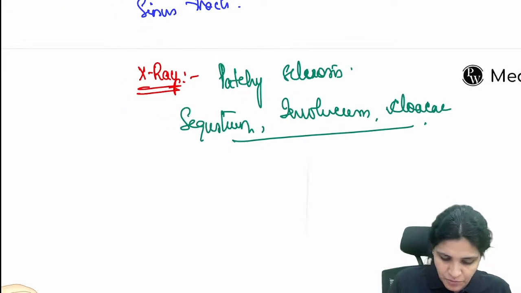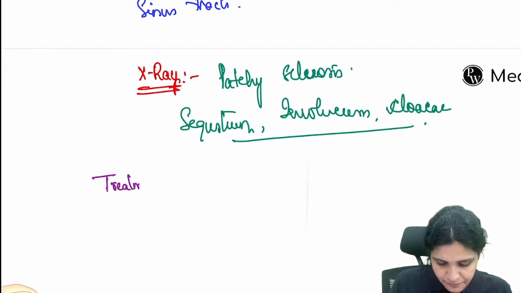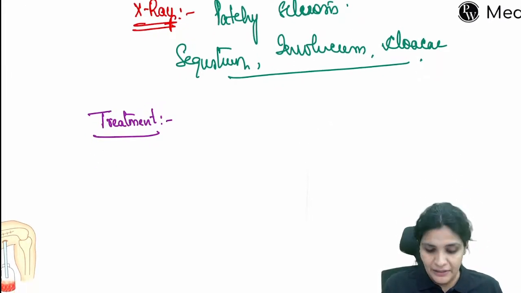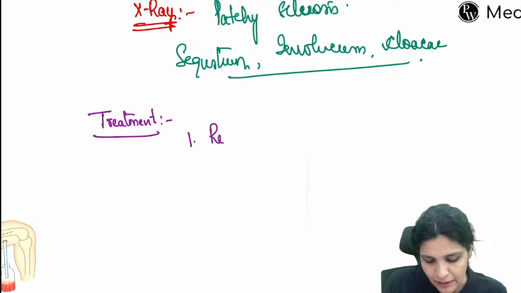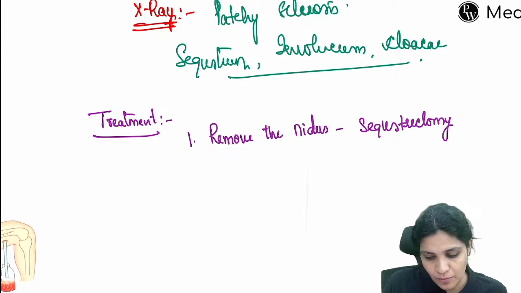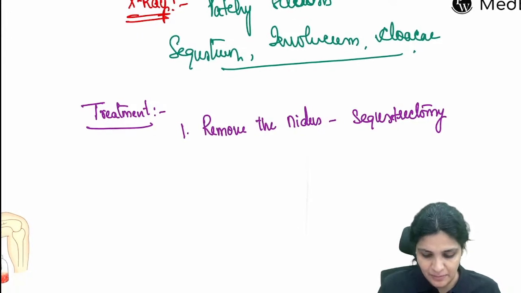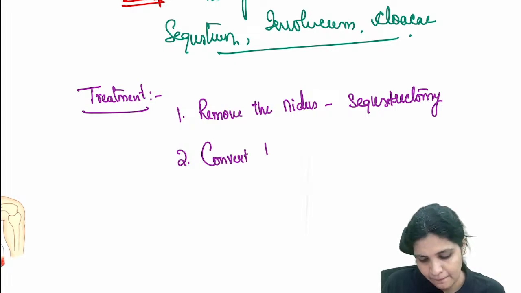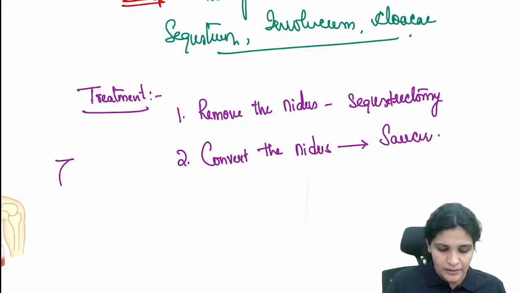And then what do you do? The treatment. Here the most important thing is you have to remove the nidus. Removing the nidus is nothing but sequestrectomy. So you remove the sequestrum, that is your sequestrectomy. And then you convert the nidus into a saucer-shaped structure, because you don't want this to be like this.